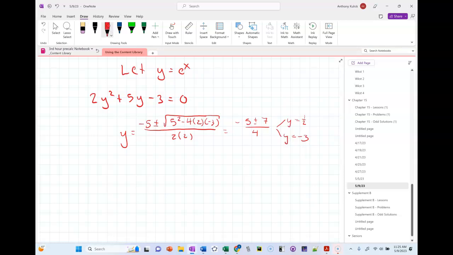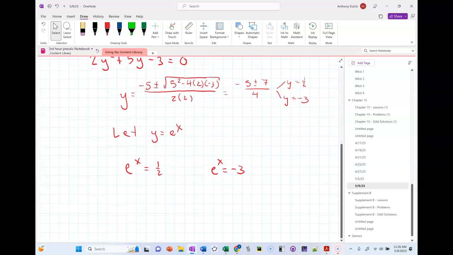But that's the solution for y, right? What are we trying to solve for? X. So what I'm going to do is put back the e to the x. So we have these two equations then, right? How do I cancel out the exponent base of e? So, natural log. I'm going to do the natural log to both sides. Excellent.